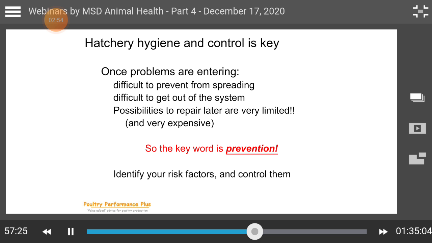Hatchery hygiene and control is key, because once problems are entering, it's really difficult to prevent them. So the first step is to try to prevent them from entering. If you have them in the system, it's difficult to get them out. So it's quite important to make sure it doesn't come in and doesn't spread. If you have those possibilities coming in, later on repair will be expensive. So the keyword is prevention. Identify your risk factors and control them.